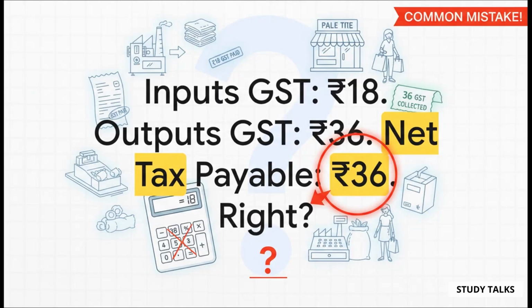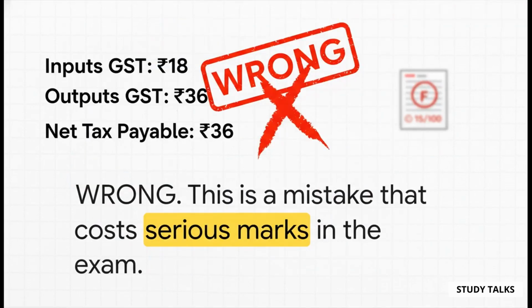All right, imagine you're in the exam hall. You get this question. You paid 18 rupees GST on your inputs, and you collected 36 rupees GST on your outputs. So, what's your net tax payable to the government? Well, it's gotta be 36, right? You collected 36, you pay 36. Seems logical. And that is absolutely wrong.